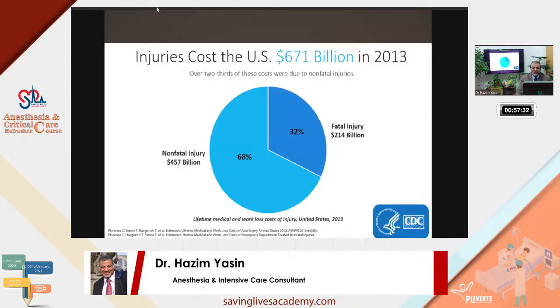The injuries cost USA $671 billion in 2013. 32% of it was fatal injuries, about $214 billion, and non-fatal injuries was about 68%.